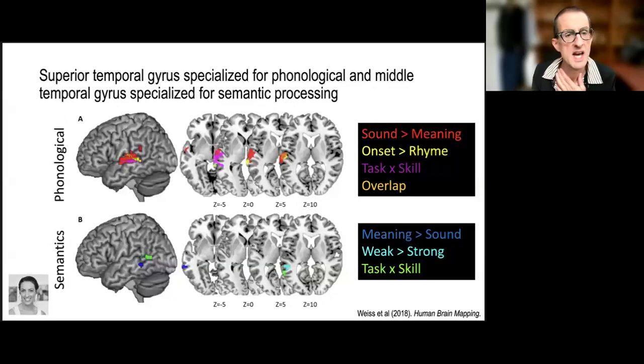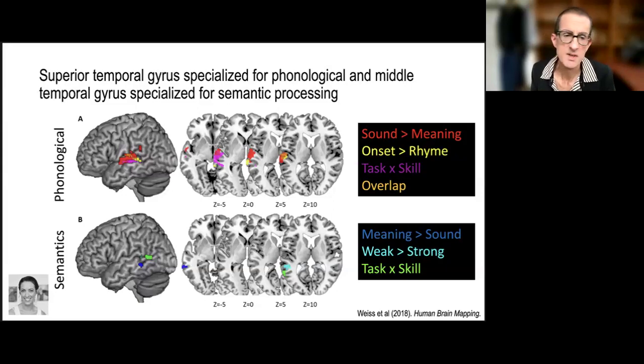This is a complicated slide, so I'm just going to step you through it. We have the sound task and the meaning task. For the sound task, so phonological processing, we contrasted the sound versus the meaning task. And you can see greater activation for the sound than the meaning task in red. You can also see that the task difference was associated with skill. The skill was actually a measure outside the scanner requiring phonological awareness.